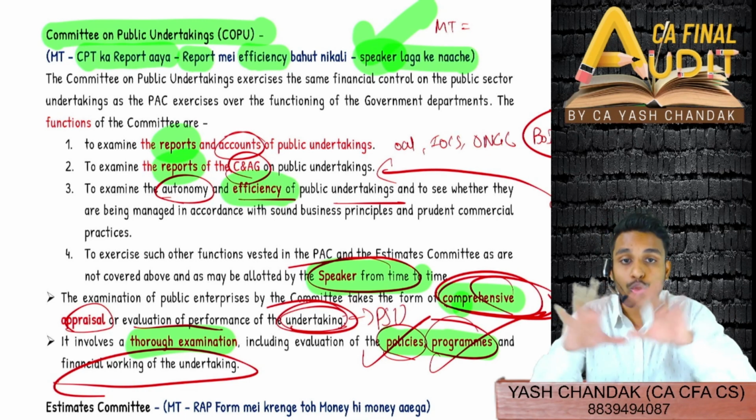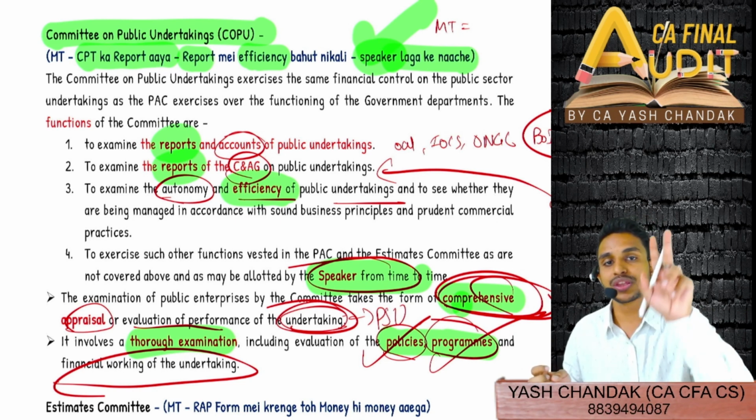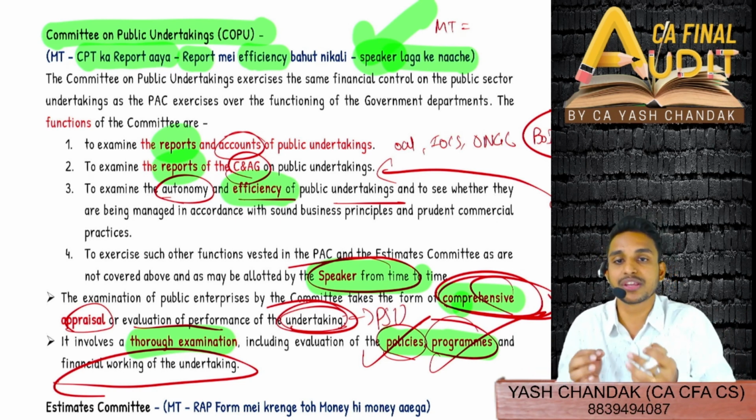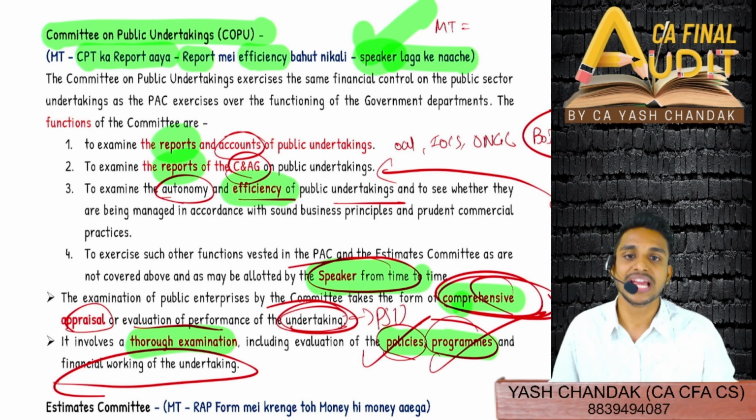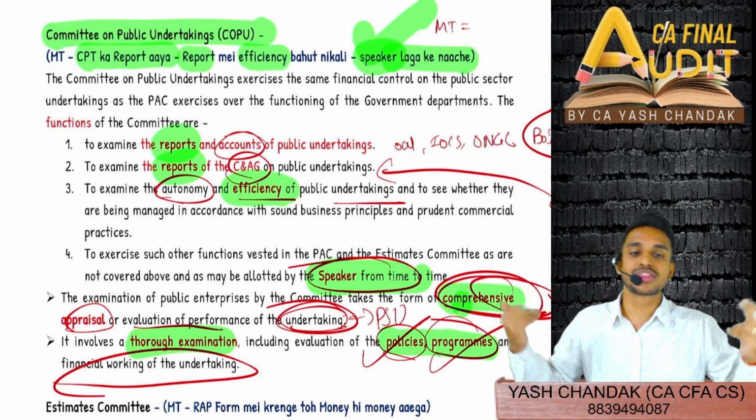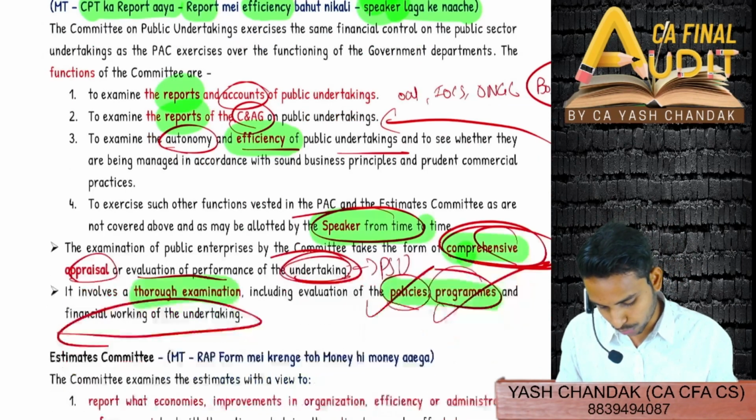And then T for thorough examination you have to do. CPT ka report means report of CAG and report of accounts. Efficiency means efficiently. Autonomy, you have to check every aspect of the efficiency as well. And then some other functions which can be assigned by the speaker from time to time.